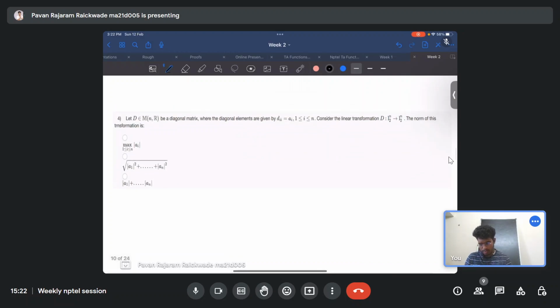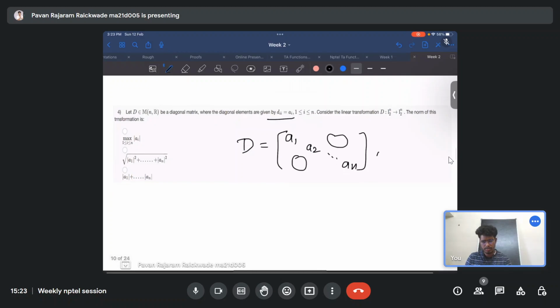So we'll go to question number four. Let D be a diagonal matrix where the diagonal entries are given by d_ii equals a_i. Okay, so you want to find the norm of a diagonal matrix, where Rn is considered with the two norm on vectors.